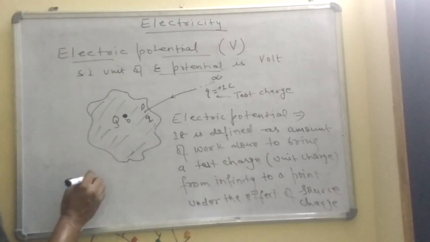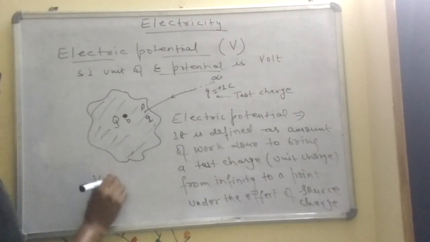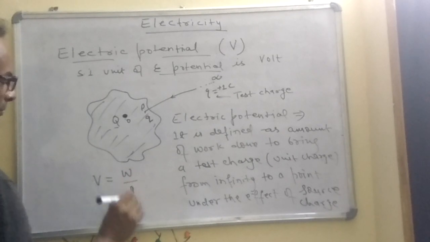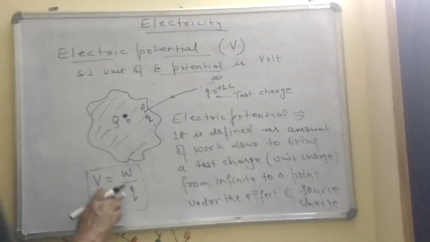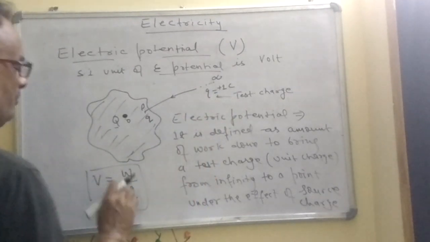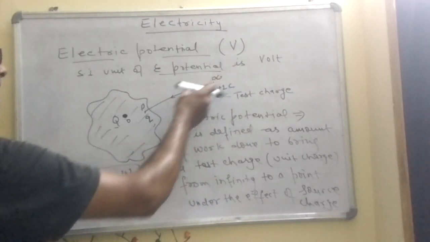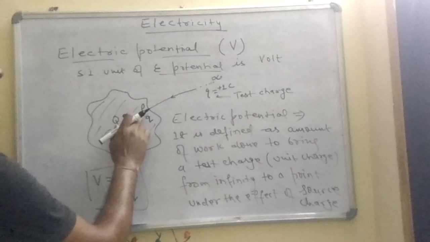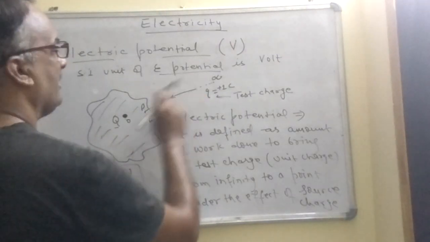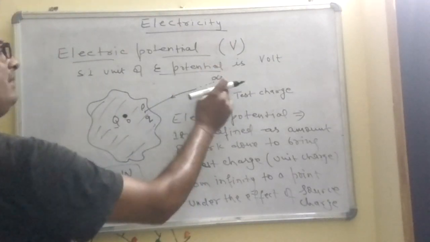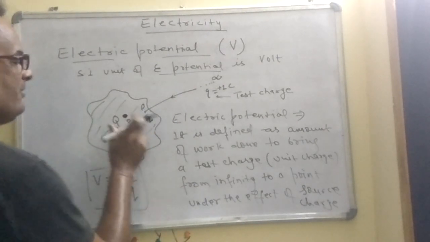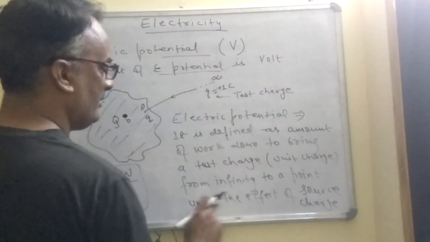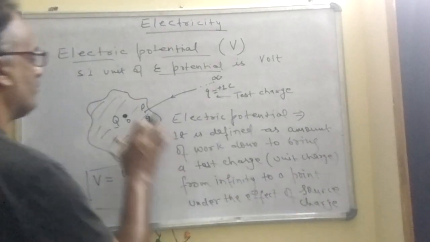So mathematically we can say V equals W upon Q. So this Q is a test charge. This test charge is brought from infinity to a point. It is the amount of work done. How much work we have to do when we bring this test charge from infinity to this point P, under the influence of the source charge.